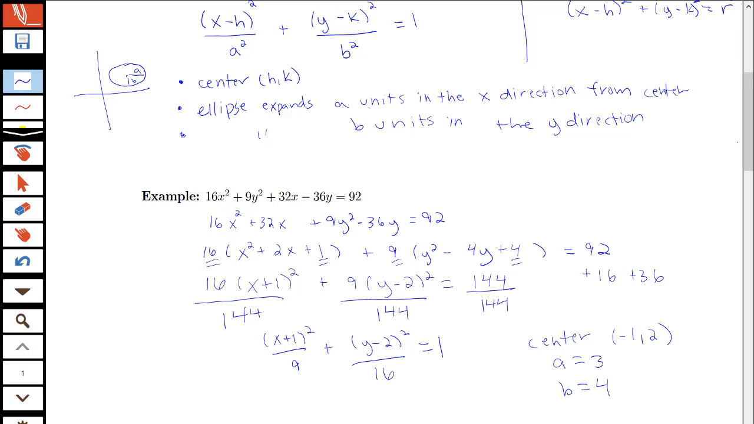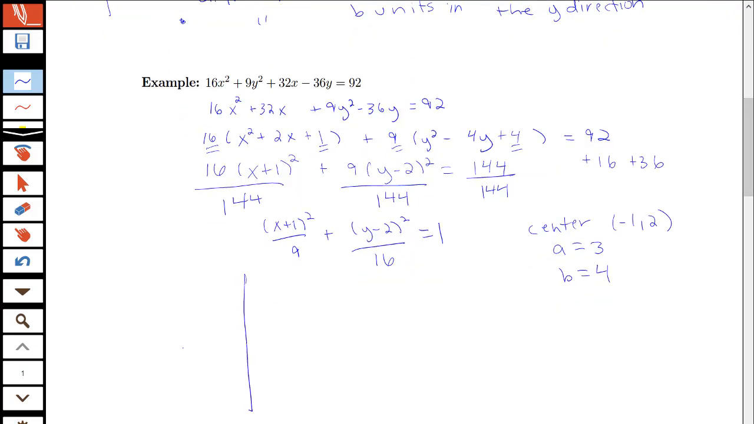Okay, so we can go ahead and sketch this now. So let's see, our center is at -1, 2. So the center is here. I want to go horizontally 3 units away, 1, 2, 3 in both directions, to get some of the vertices. And then vertically 4 units. So we'll have something down here, and then let's see, 1, 2, 3, 4 up here.